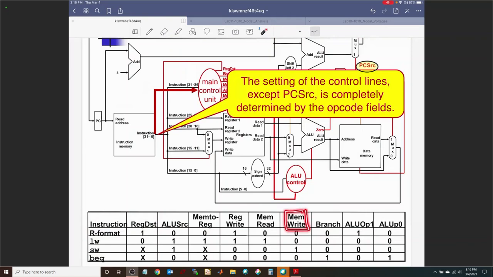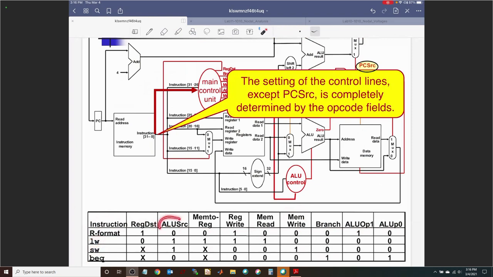When do you do memory write? You do memory write only when you are trying to store a word. So this is 1 only for the store word. When do you do memory read? You only do memory read when you are loading a word. So that's 1 only for that location.